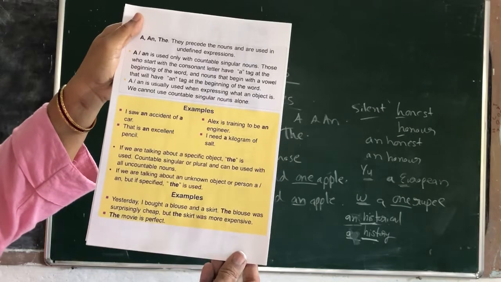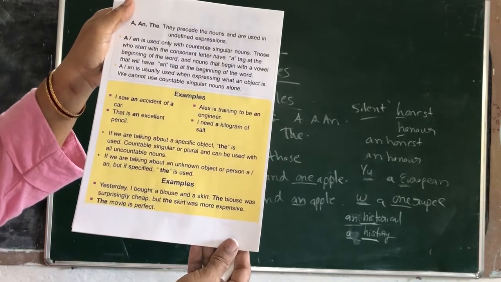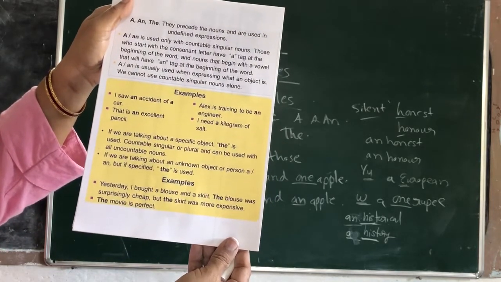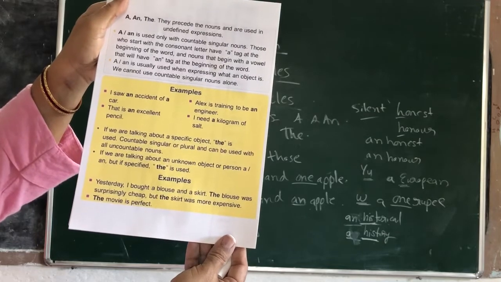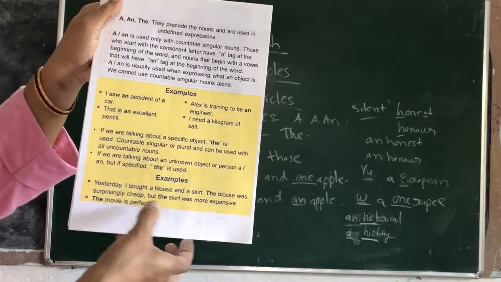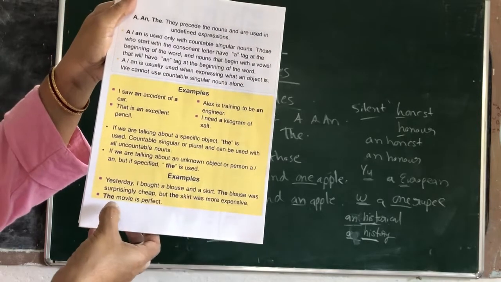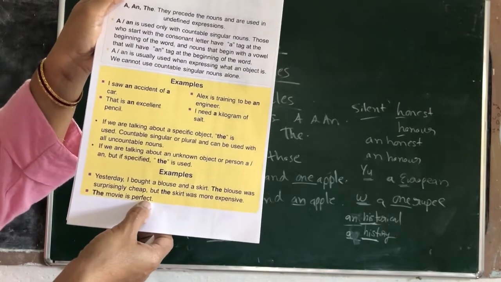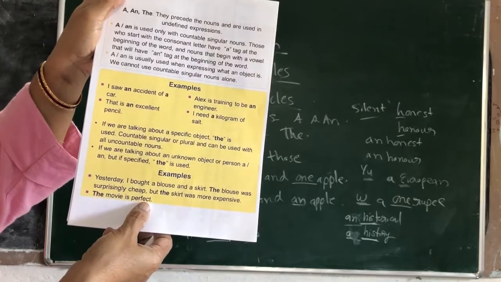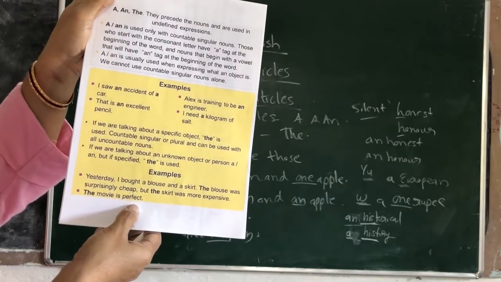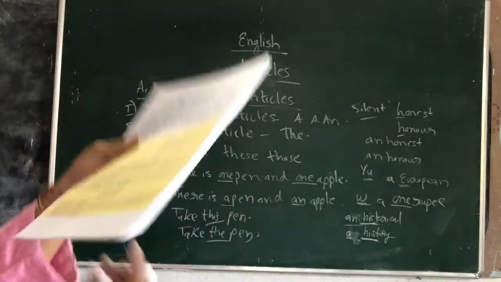But when you know particularly about what or whom you are speaking, you should use the. Examples: yesterday I bought a blouse and a skirt. The blouse was surprisingly cheap, but the skirt was more expensive. Why did I use the here? Because you know that you are speaking about a particular blouse and skirt. The movie is perfect. So you know which movie you are speaking about. That's why you can use the. Hope it is clear now, children.